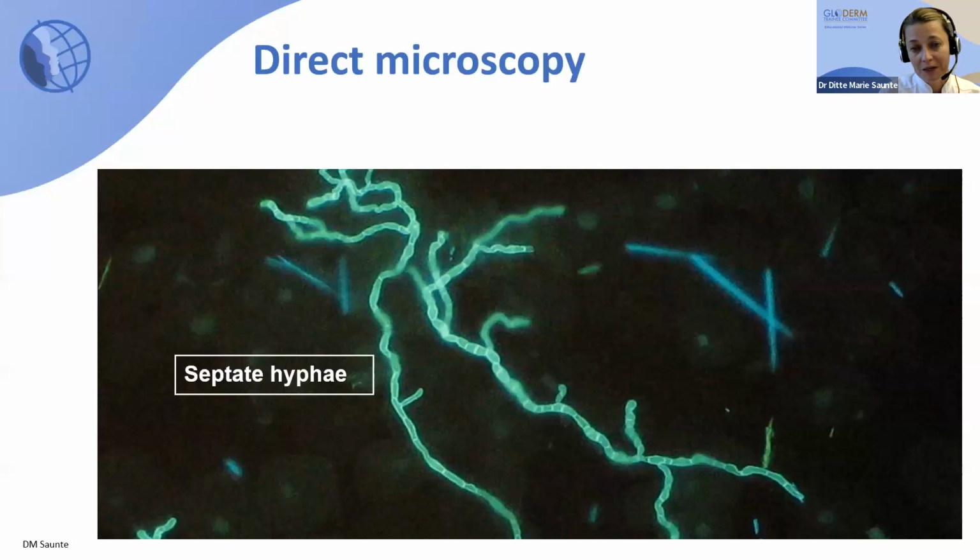So by direct microscopy, one is able to see whether the fungus is present or not. We're not able to see what species it is, or whether it's alive.